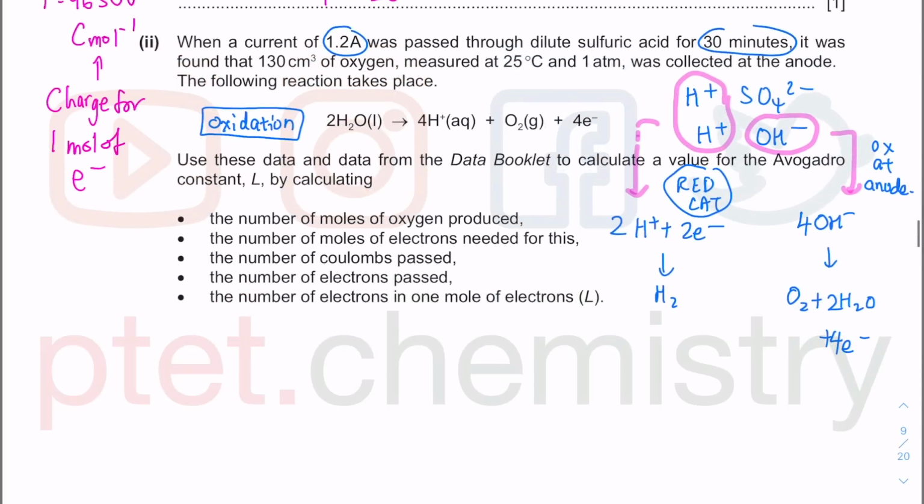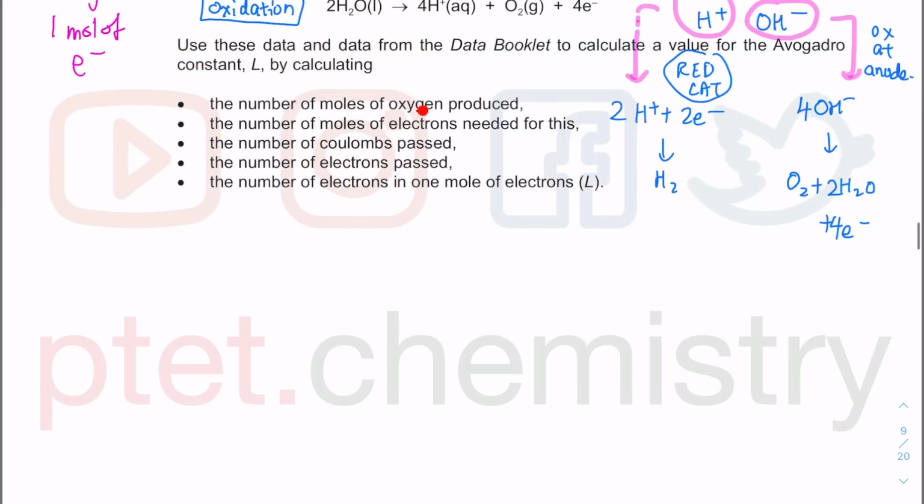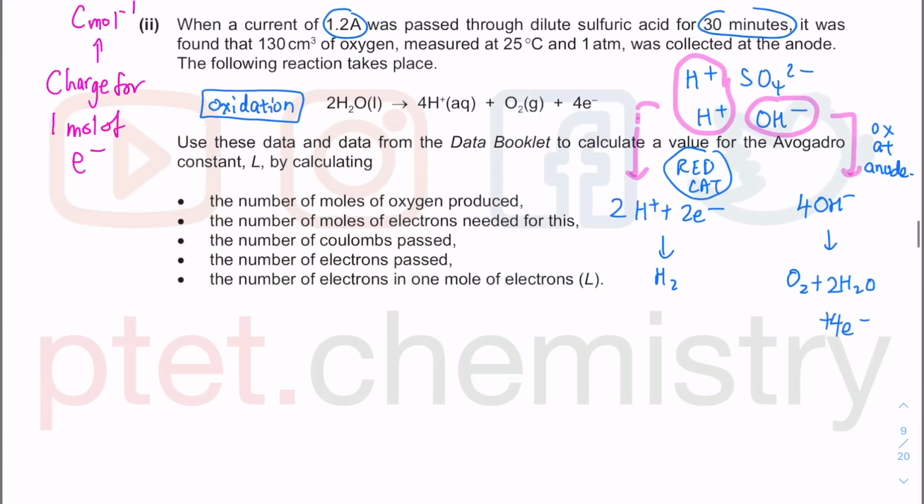But what do they want here? They want you to calculate a value for the Avogadro constant. They're trying to guide you. There are 5 things to be calculated there, and there are 4 marks to run up these 15 marks questions. So let's try to do them one by one. First of all, calculate the number of moles of oxygen produced. So let me just number these things that they want us to calculate. Number 1, the number of moles of oxygen produced.